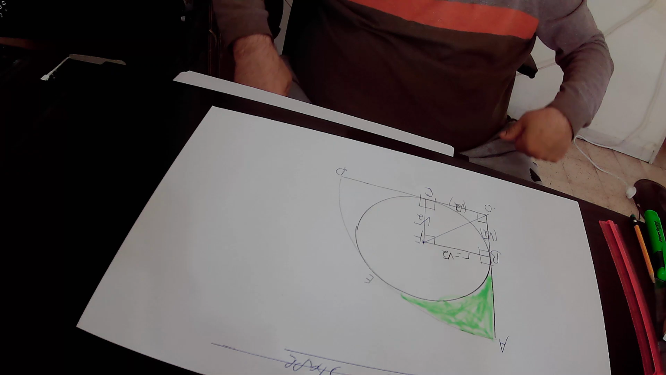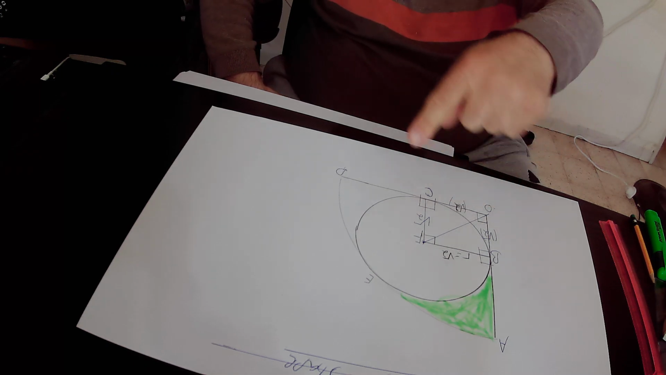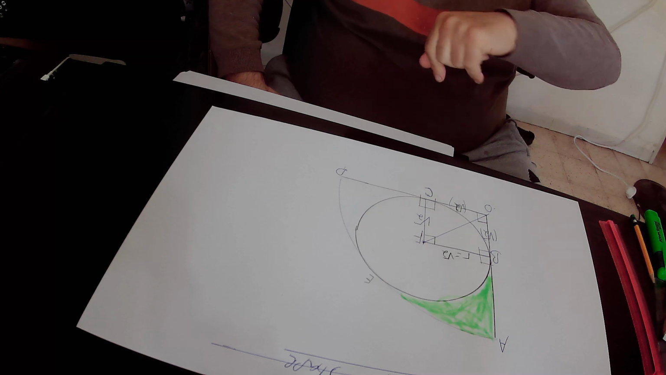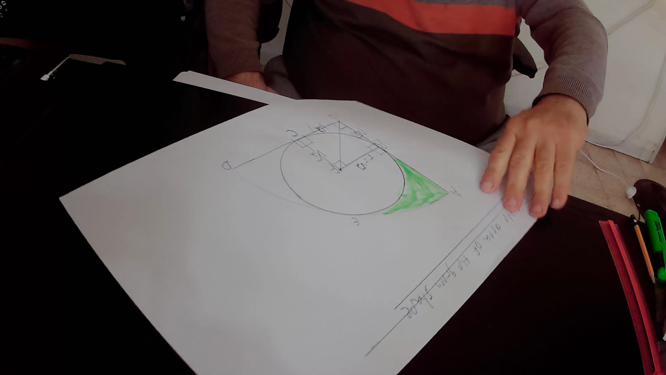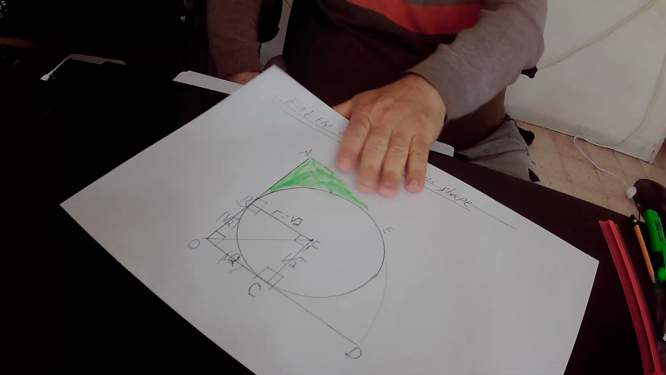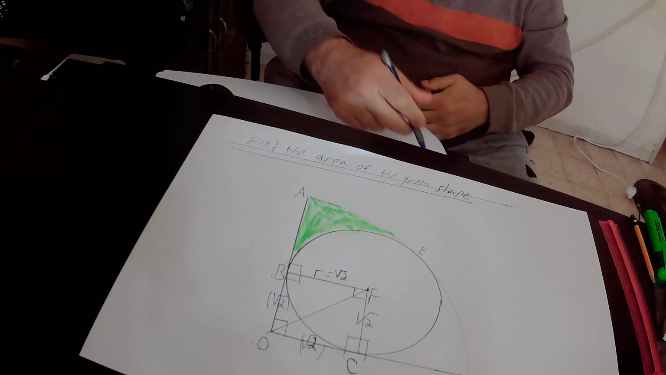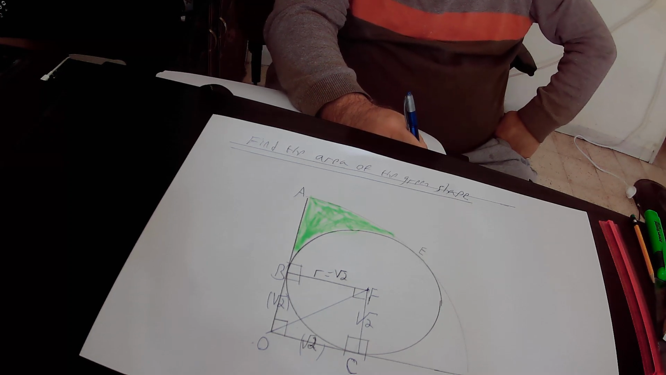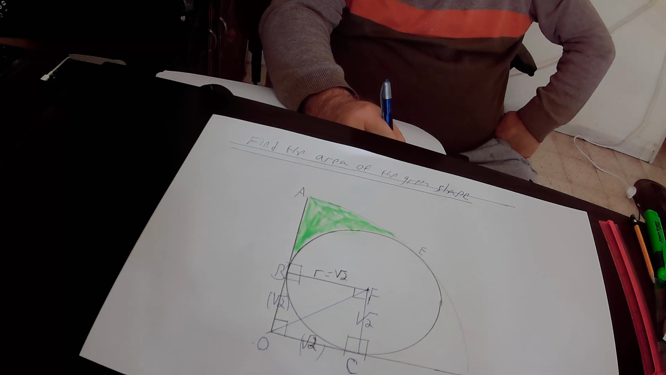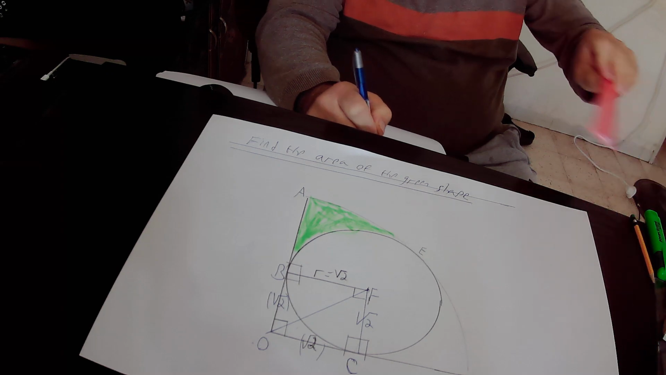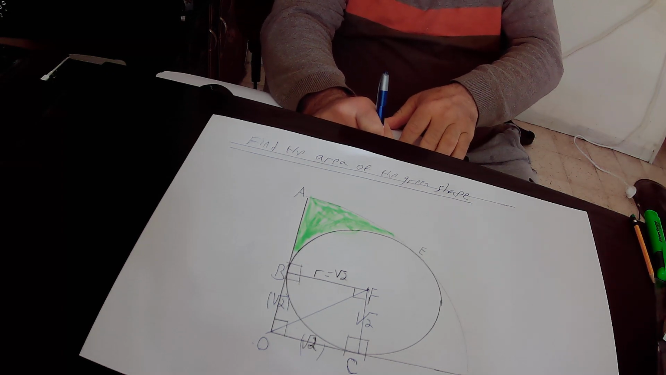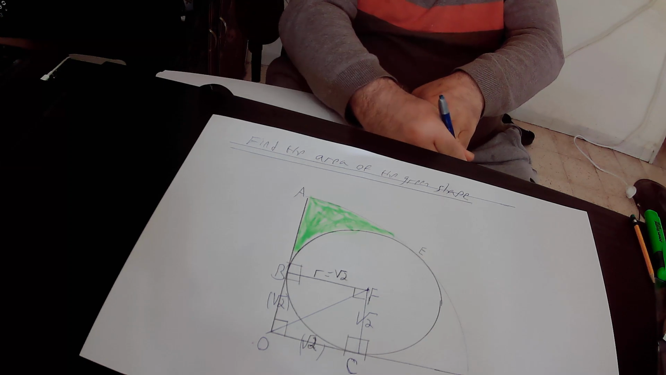By joining points O and F, we created the right triangle OBF. We will implement the Pythagoras theorem in the right triangle OBF. According to the Pythagoras theorem, in any right triangle, the square of the hypotenuse equals the sum of the squares of the perpendiculars.